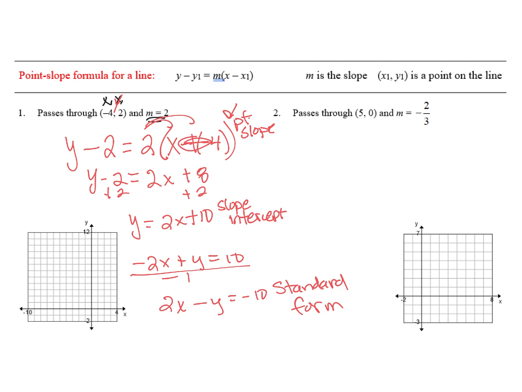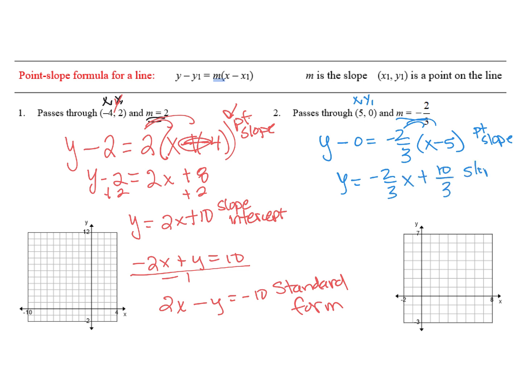It passes through 5, 0, which is x1, y1, with a slope of negative 2/3. So y minus 0 equals negative 2/3 times x minus 5. This is going to be your point slope form of the line. Then y minus 0 is just y equals, distribute, and this is going to be negative 2/3 x plus 10/3, and there's my slope intercept form of that line.